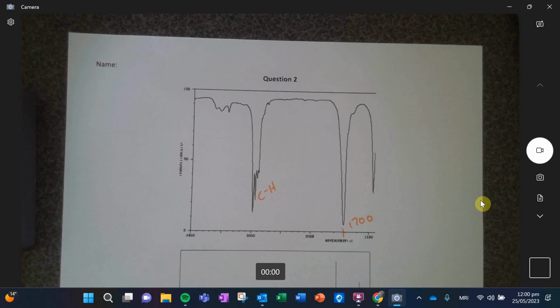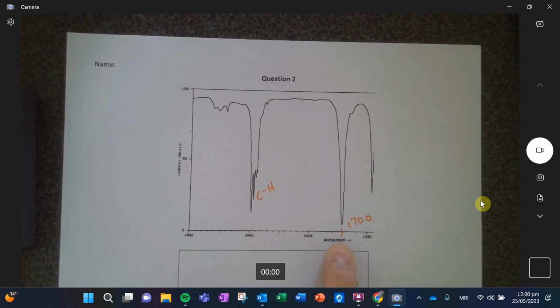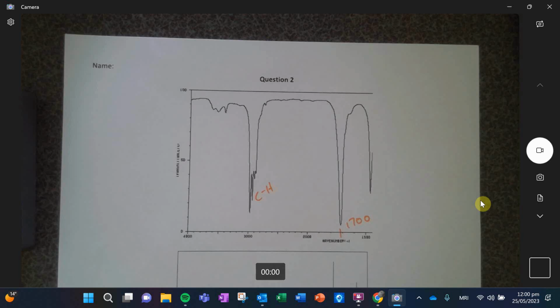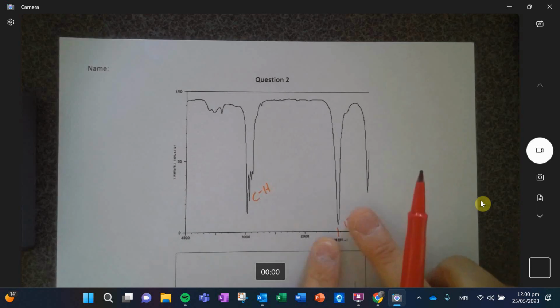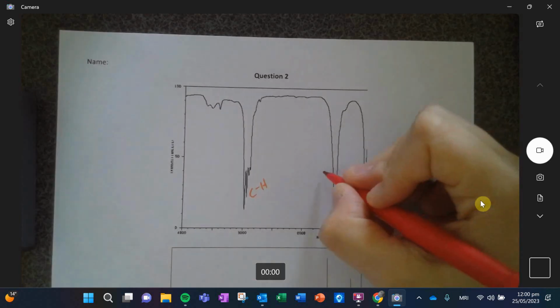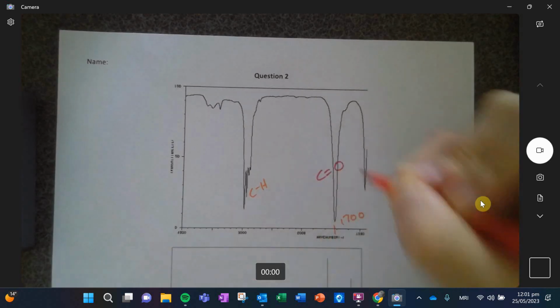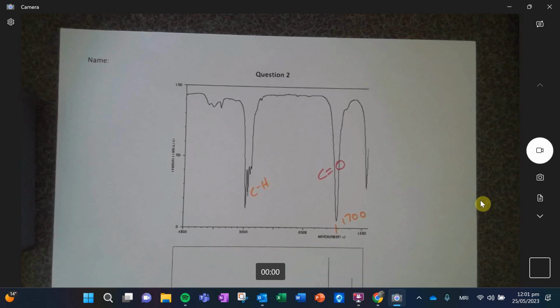All right. Now, the reason why I want those 2 things as navigators is the first thing is that the 1700, that is where I'm going to see the carbonyl peak. And what I'm basically asking is, do I see that big trough? And the answer is yes. So I go, oh, that must be C double bond O. Right there. Are we good?